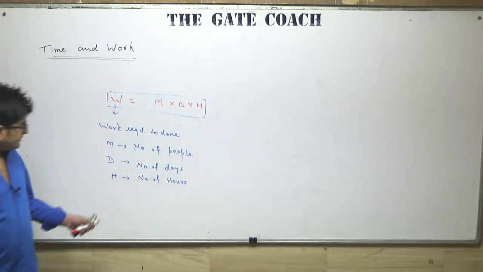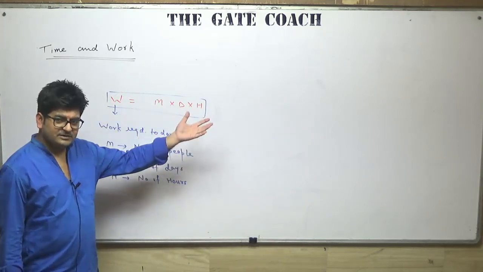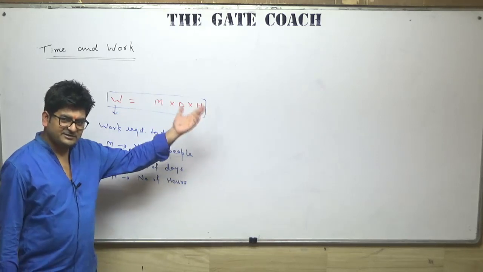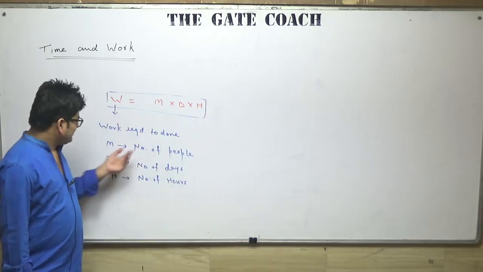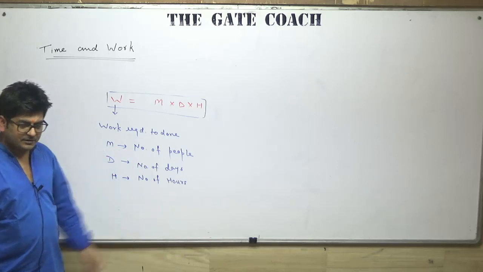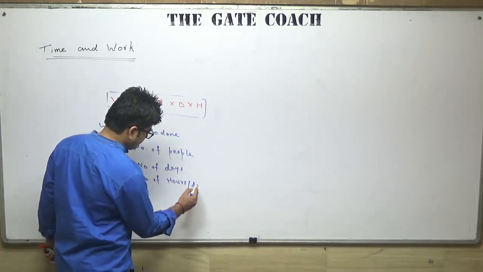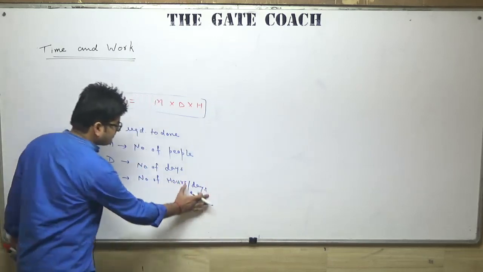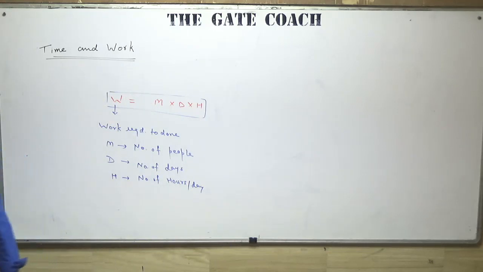So I hope guys it will help you. Work is equal to MDH. Maybe you must have heard about the MDH spices. You can remember it that way as well: number of people, number of days and number of hours they are working in a day. Okay, and now let's see what kind of numericals you can solve with the help of this method.